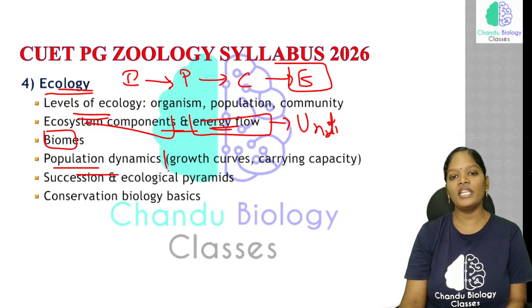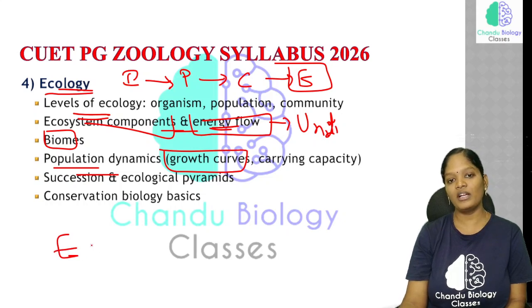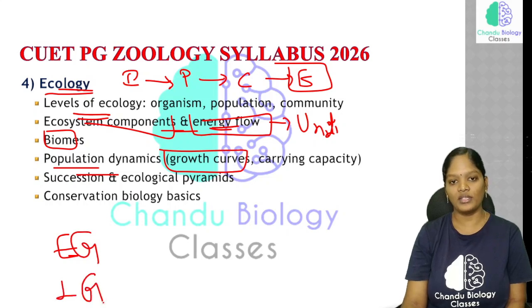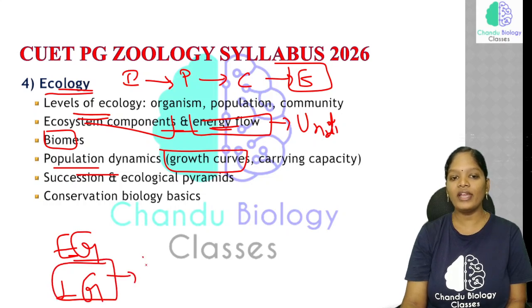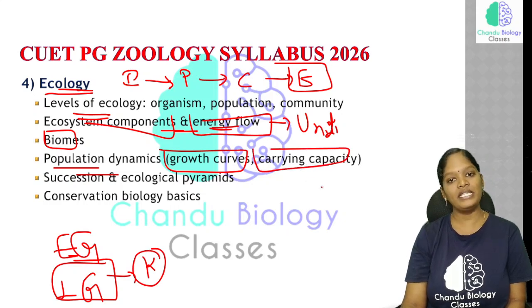In population dynamics you should study the growth curve. Whenever you come across this topic called growth curve, you should know what the exponential growth curve is and what the logistic growth curve is. In the logistic growth curve you can find an important constant called the carrying capacity, K. Everything will be discussed in detail.